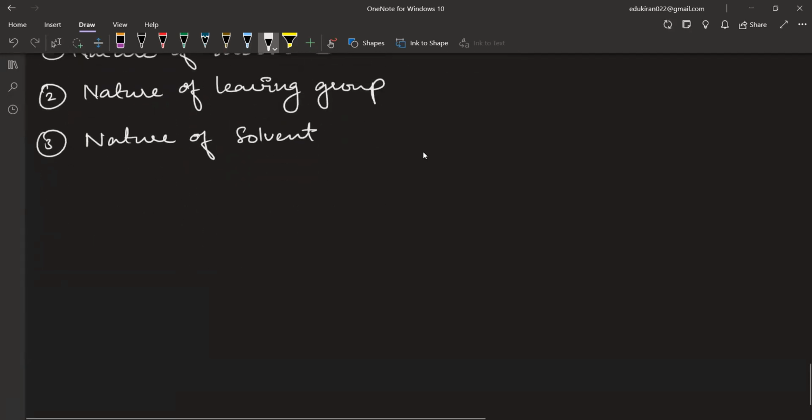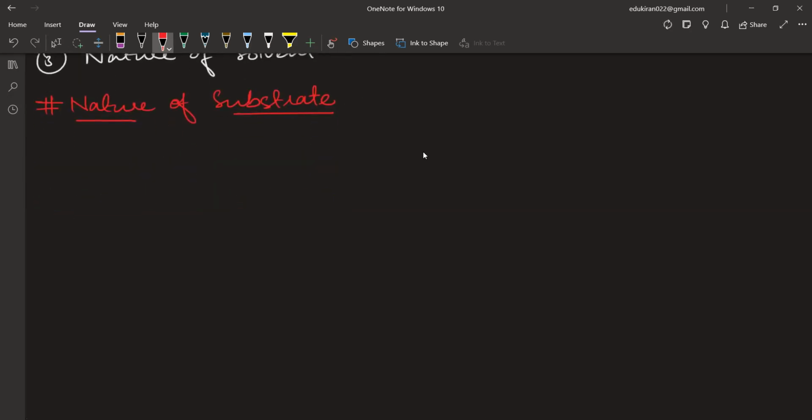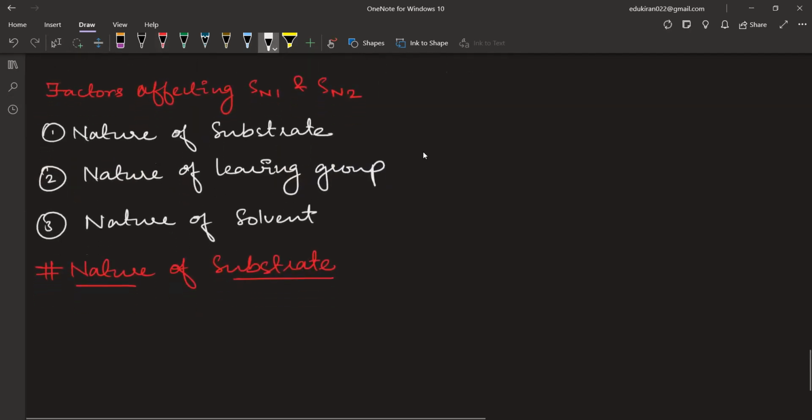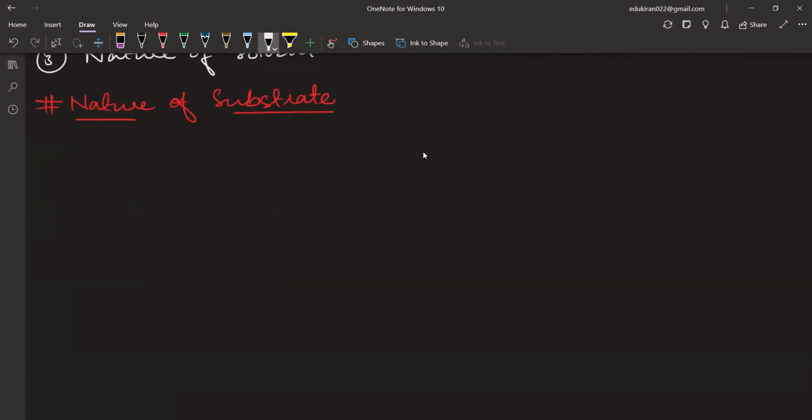So write the first point. Nature of substrate. Now, in nature of substrate, what you will write, first of all, reactivity of SN1. Can you scroll a bit up? Done, sir. Slide number one.